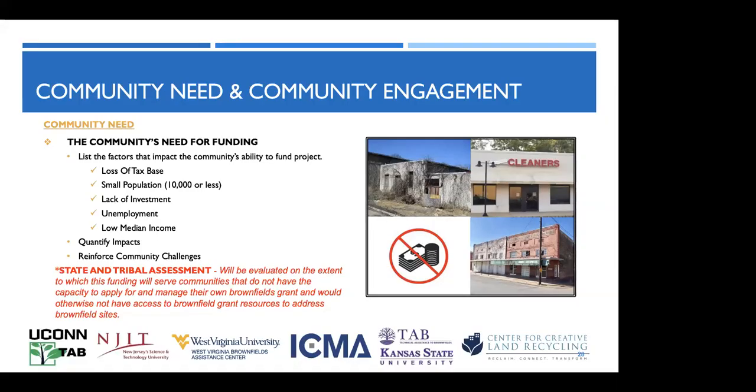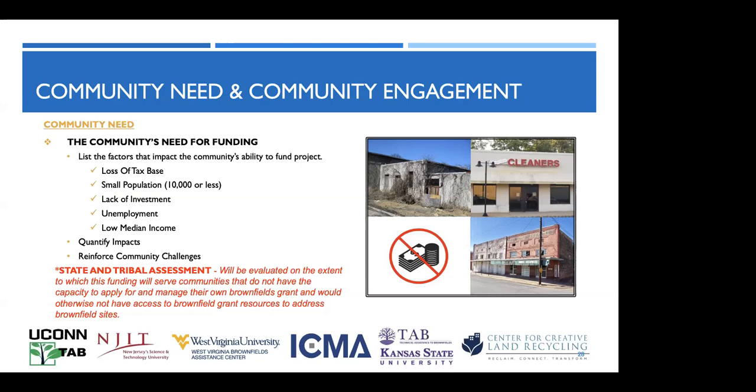Okay, section 2 of the grant application narrative section. The first subsection in this section is community needs. Under the community's need for funding, you want to list the factors that are going to impact the community's ability to fund the project. You want to discuss the loss of tax base in your target area. You want to highlight if you have a small population that would struggle to fund the project that you're proposing. You want to talk about the lack of investment in the area because these areas are blighted and the impact of the brownfields, that because of that lack of investment you cannot fund this project. You want to talk about unemployment.